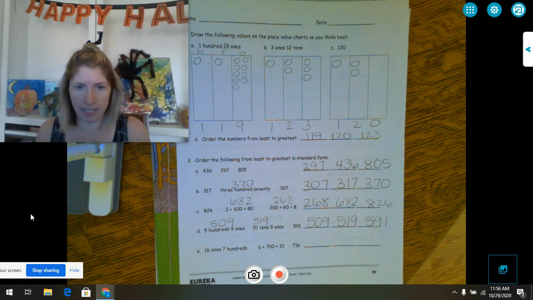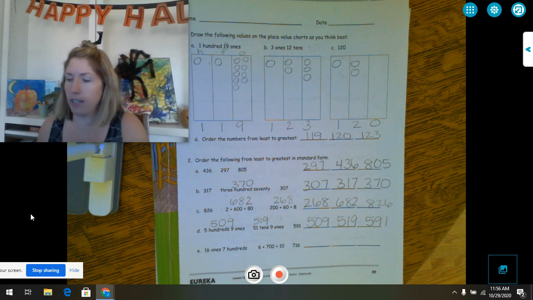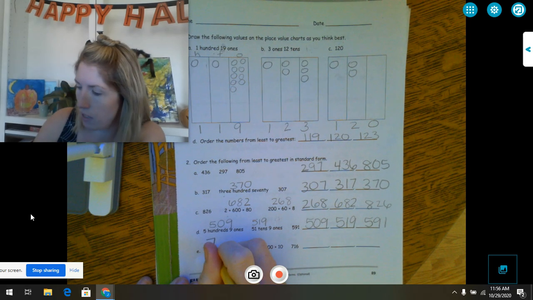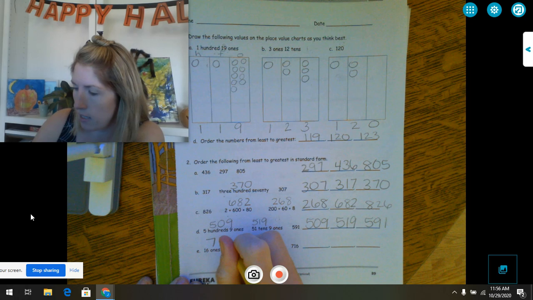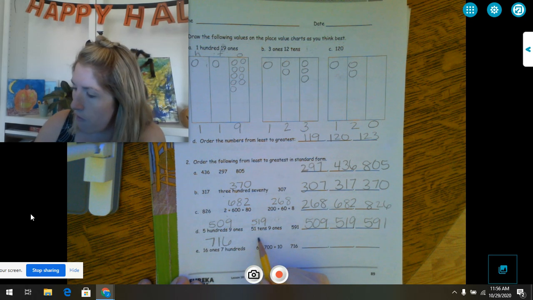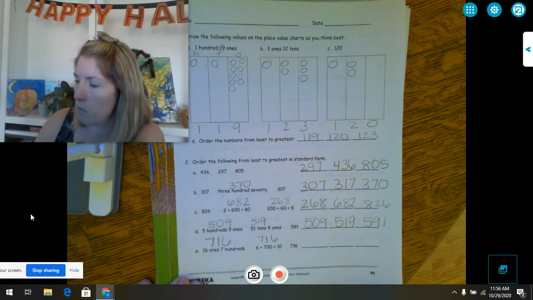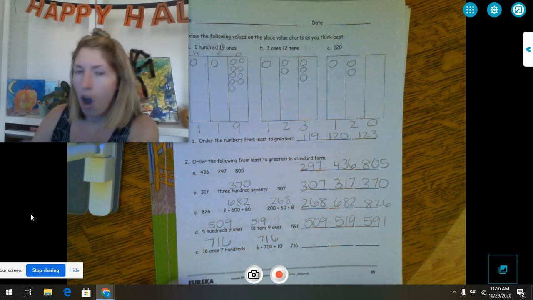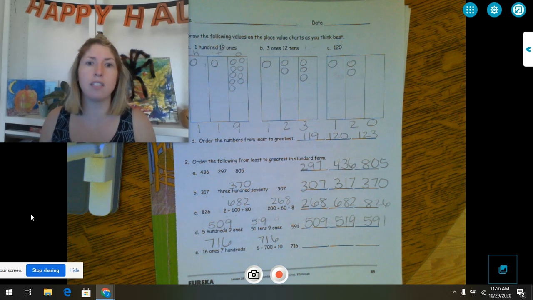Next, we have 16 ones and 7 hundreds. So we can just write it 7 hundreds, and then 16 ones is a 10 and 6 ones. So that's perfect. This one, 7 in the hundreds place, a 1 in the tens place, and 6 in the ones place. Okay. Oh my goodness, what do you notice about these three numbers?